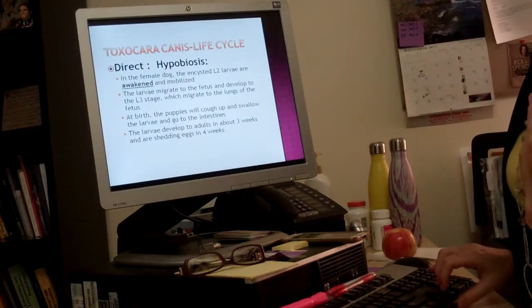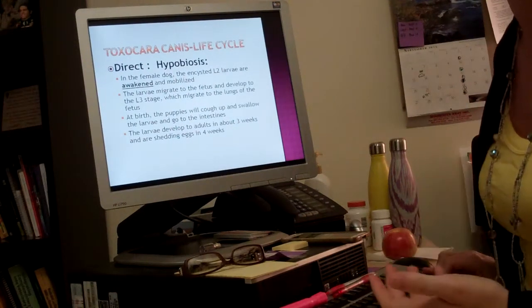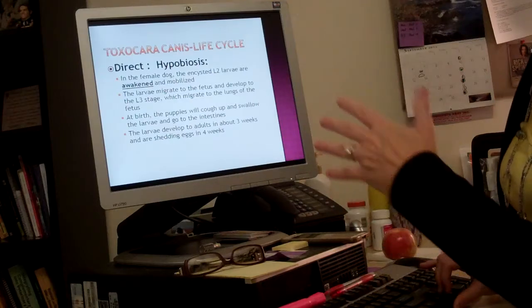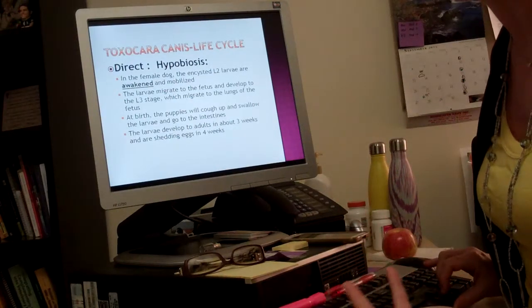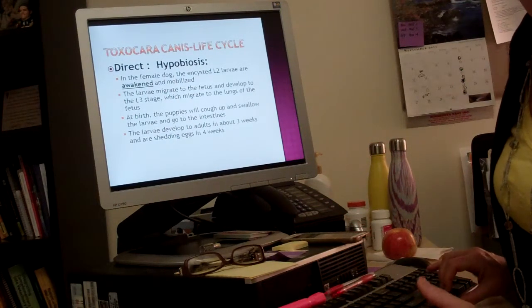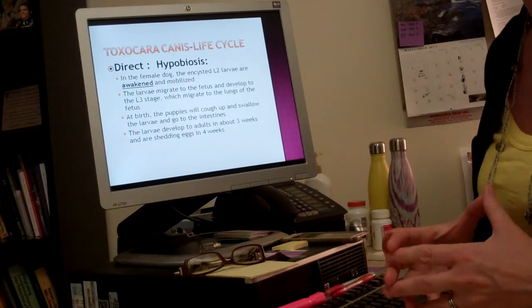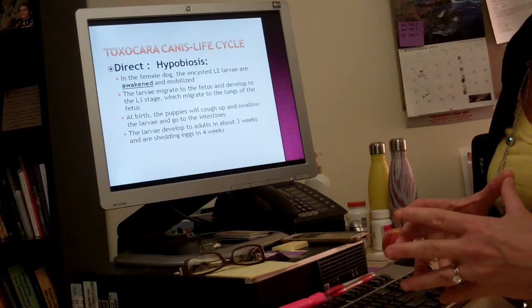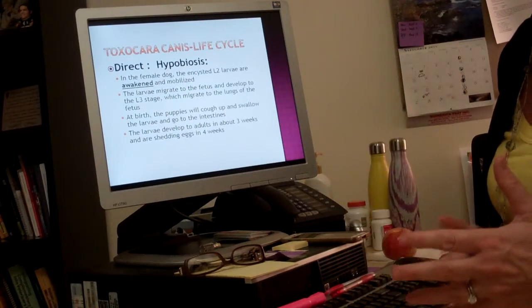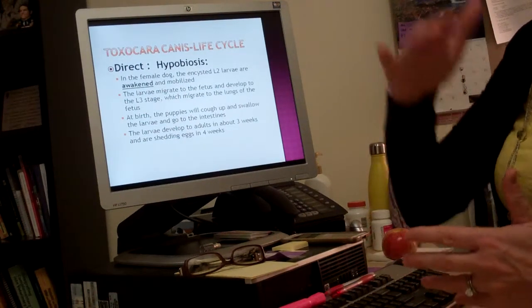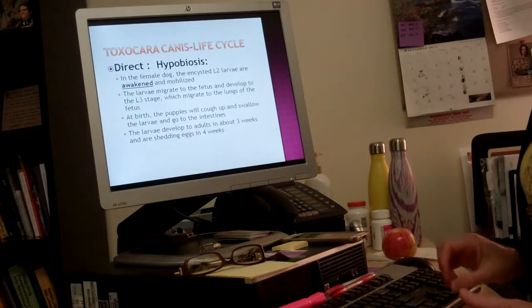So again, you will appreciate in your readings other parasites that go through somatic migration or arrested development and hypobiosis, and now you'll know. But ultimately, both of these terms are representing a direct life cycle, one which does not need an intermediate host. It just needs that primary host to fully reproduce.